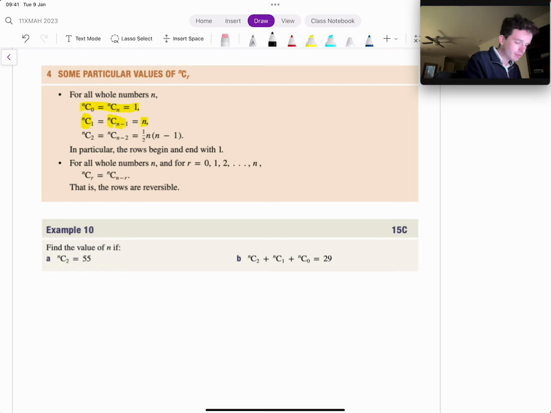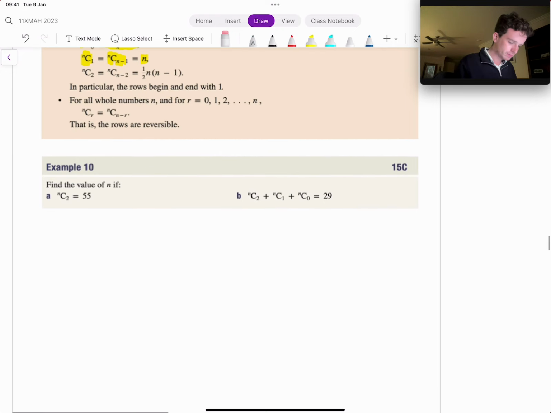We know that's true. If I have the fourth row of Pascal's triangle, 1, 4, 6, 4, 1, we can see that this is the 0th term, the first term, the second term, the third term, and the fourth term. We can see that the first term is the value of n, and n minus 1, 4 minus 1, is also 4. So that makes sense. There's also another identity that n choose 2, which is also the same as n choose n minus 2, due to the symmetry of Pascal's triangle, is equal to 1 on 2, n brackets n minus 1.